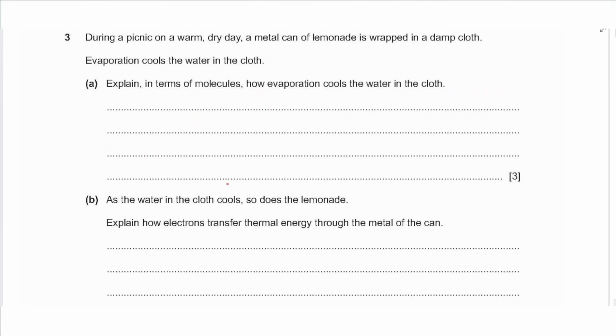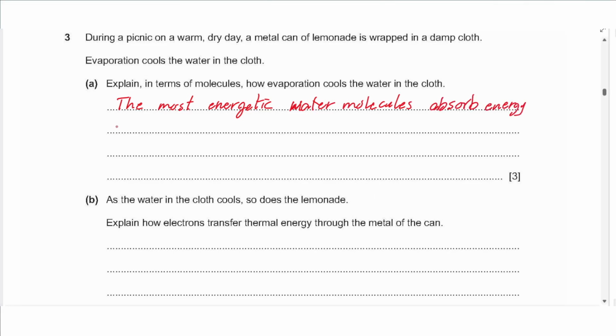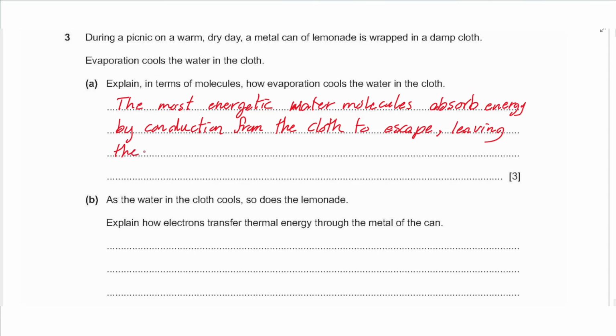The next question says, during a picnic on a warm, dry day, a metal can of lemonade is wrapped in a damp cloth. Evaporation cools the water in the cloth. Explain in terms of molecules how evaporation cools the water in the cloth. So the most energetic water molecules absorb energy by conduction from the cloth to escape. That's evaporation, leaving the molecules of the cloth with lower average kinetic energy. That's why temperature decreases, because the kinetic energy of the molecules decreases.